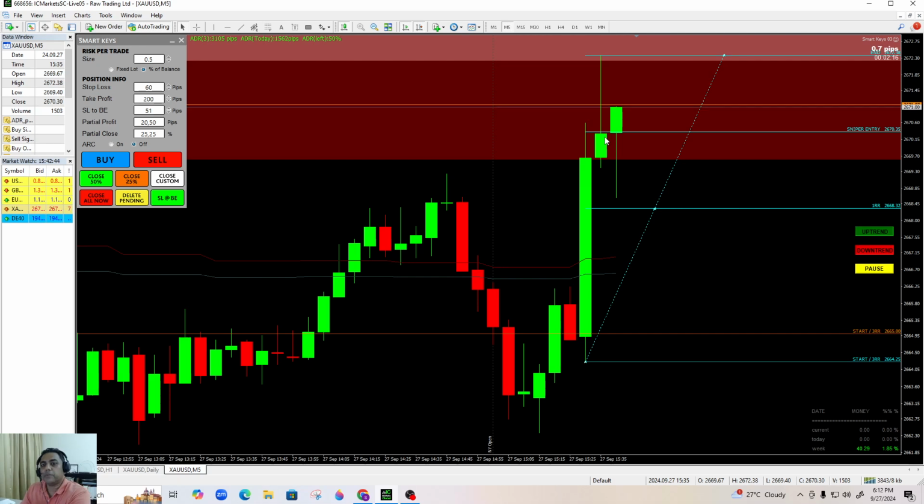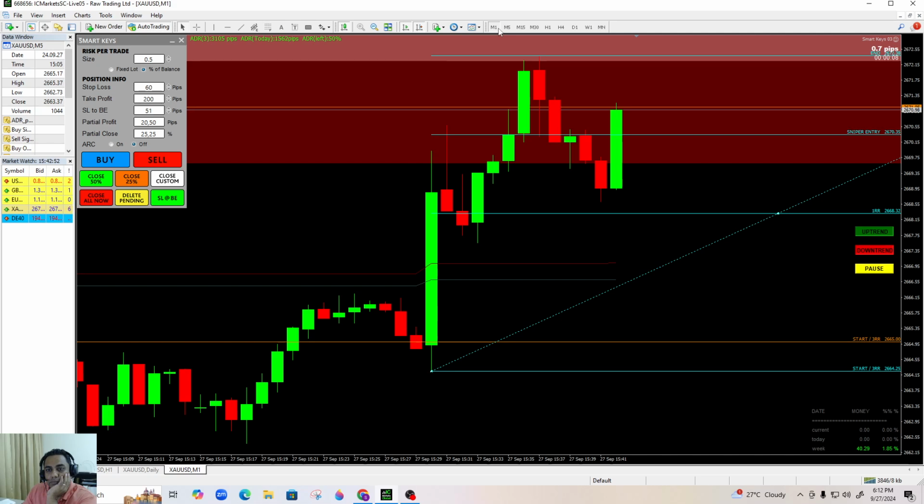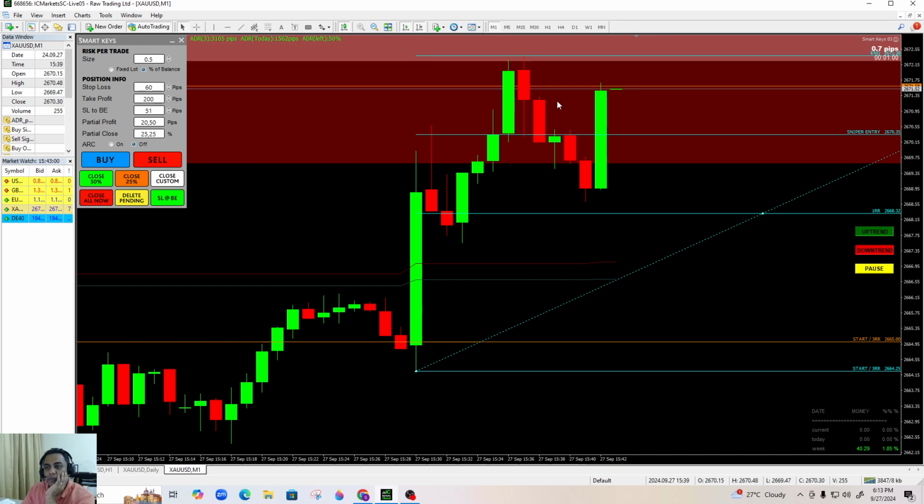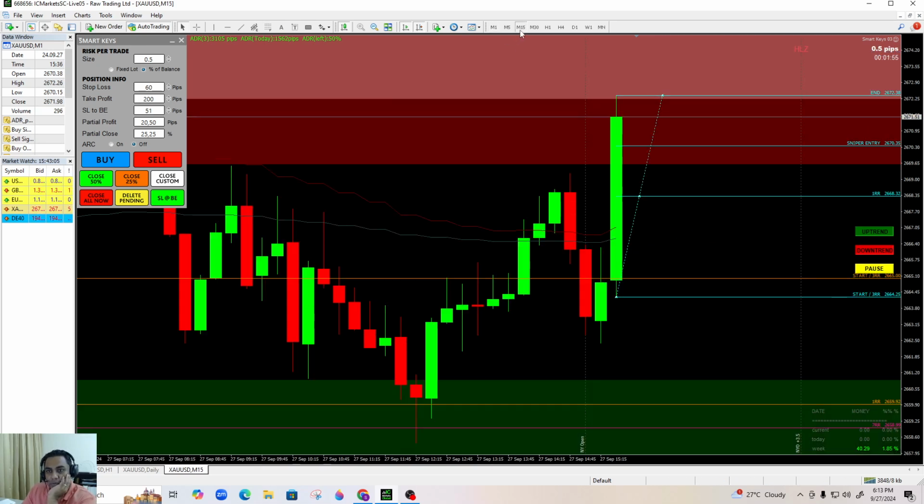Right now it's pushing up. If you break the high, then it's pointless. Then you've got to just wait for the next candle. Yeah, we are pushing up. We are pushing up. A couple of minutes more.